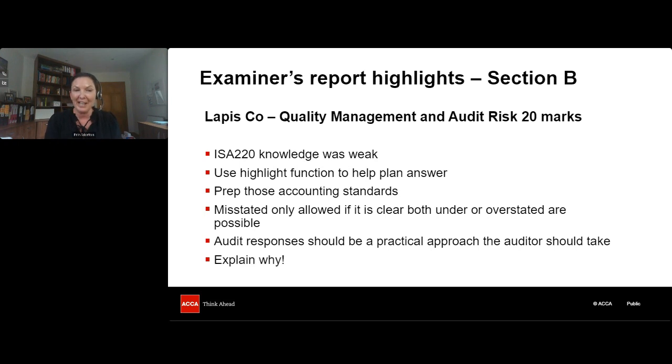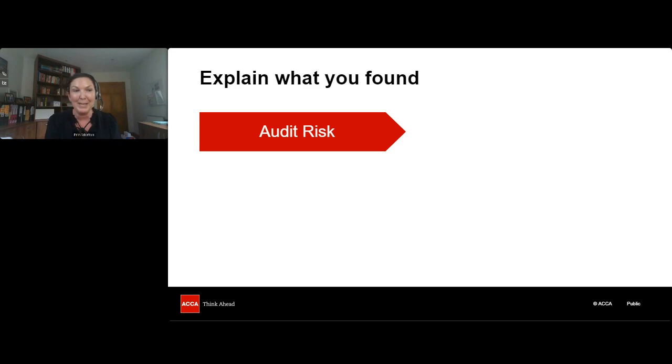And then the other thing is always explain why you've put something into your answer. So in terms of the audit risk questions, picking out audit risks is going to give you up to half a mark at best if you're not explaining why they are an audit risk. So make sure that you aren't ignoring that piece of information that the examining team needs.